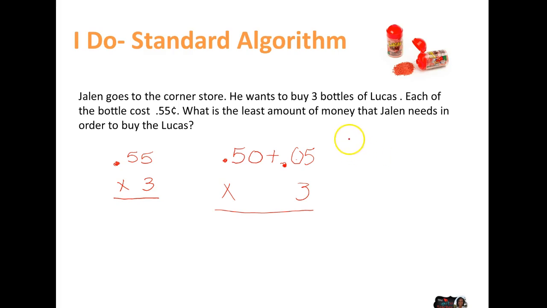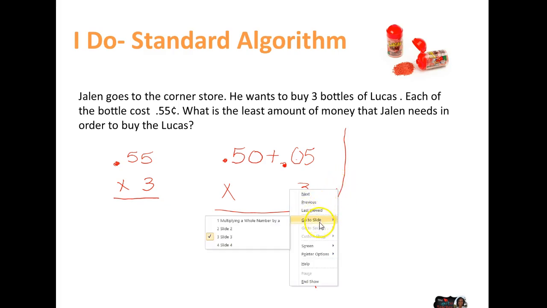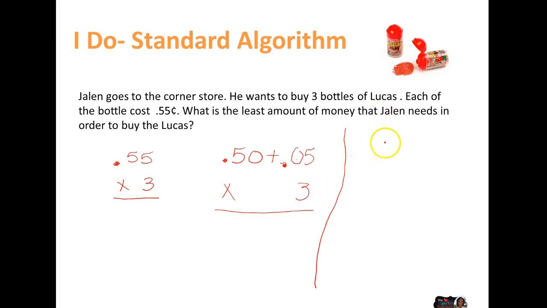So what we do is go ahead and I'm going to divide this. 55 times 3. So 5 times 3 is 15. 5 times 3 is 15, and one more is 16. Well, we can multiply these decimals just like a whole number.